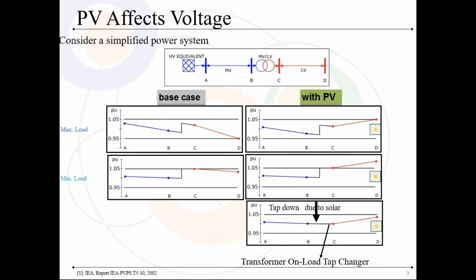Now when we add PV, and we add enough so that we actually get a backfeed of power, so you're exporting to the grid, you're producing more than what you consume, then actually the slope of the voltage curve changes, and we're now increasing the voltage towards the PV system. And in the max load case, that's actually a good thing, because we're not dropping the voltage towards the low end, but we're keeping it higher.